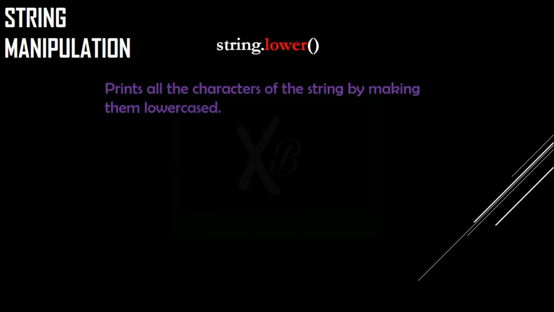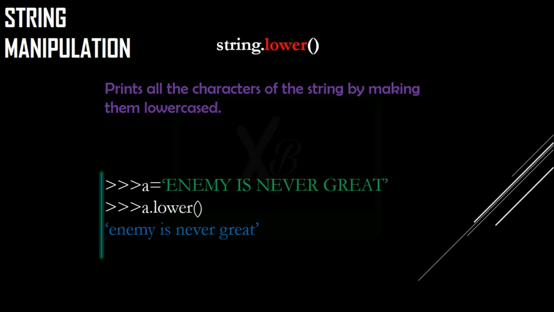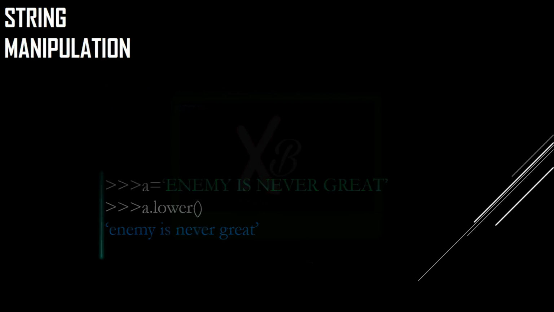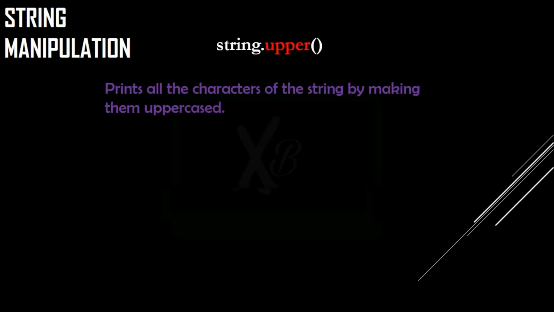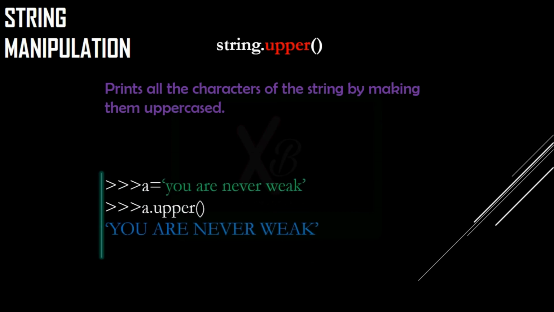string.lower prints all the characters of the string by making them lowercase. I hope you get this. A is equal to ENEMY IS NEVER GREAT, so these are all capitalized. What happens here is a.lower: all the characters in this string get lowered, so their case simply gets lower. Similarly, string.upper prints all the characters of the string by making them uppercase. It's the same as the previous one: a is equal to you are never weak, and these are all lowercase, so they got uppercased.